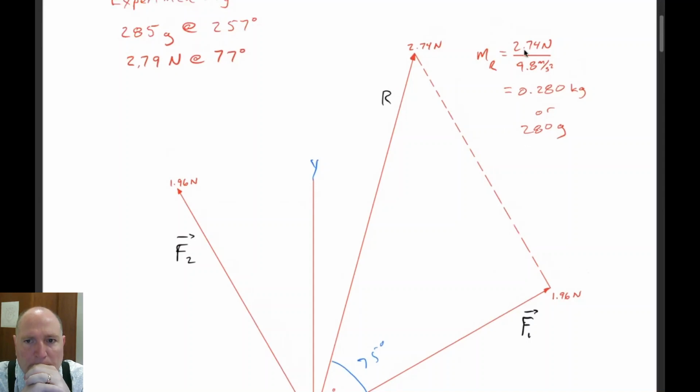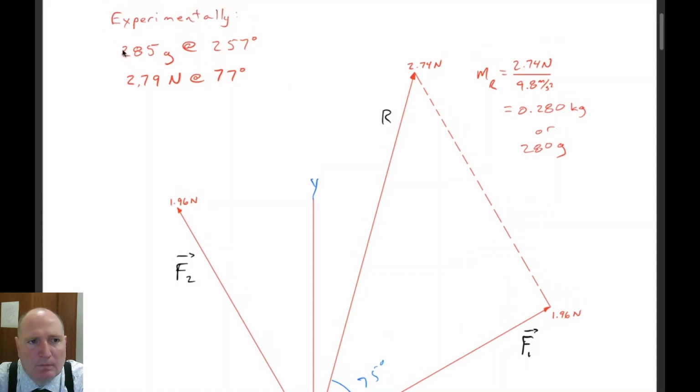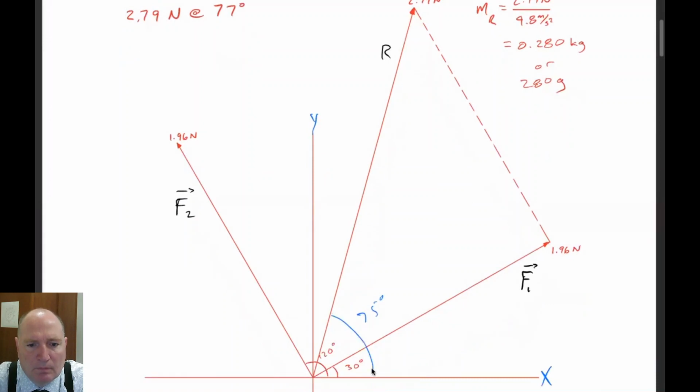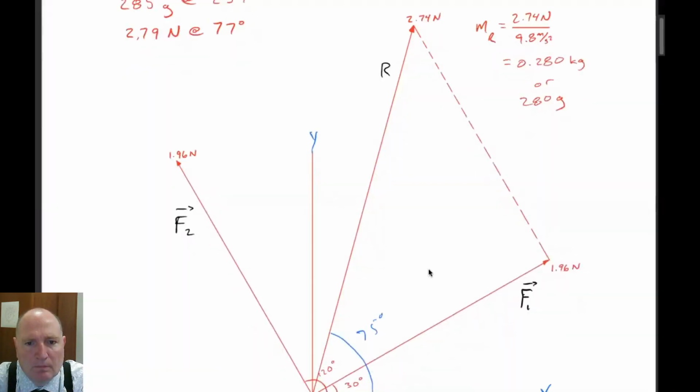Well, the 2.74 newtons divided by 9.8 meters per second squared gives 0.28 kilograms, or 280 grams. So experimentally, I got 285 grams at 77 degrees. Graphically, I got 280 grams at 75 degrees. And so that's how you do the graphical method.